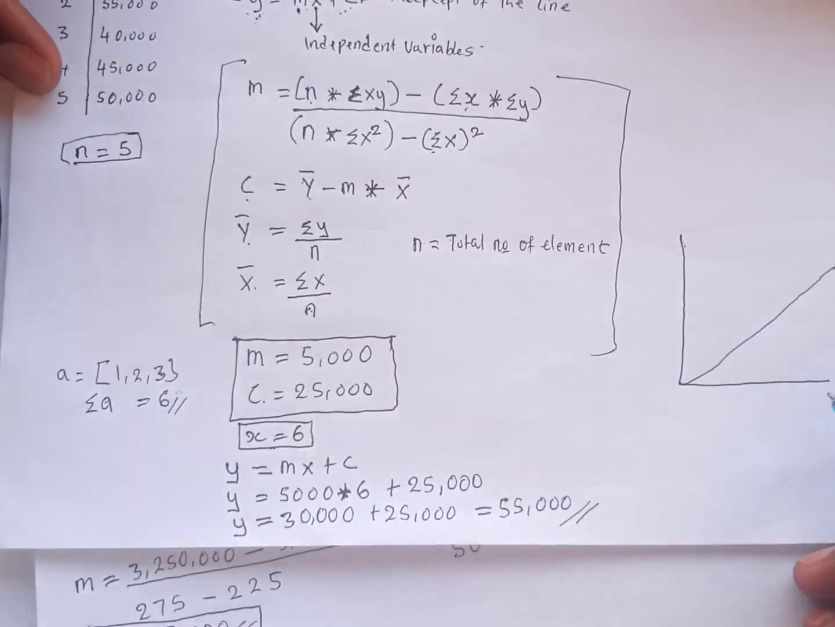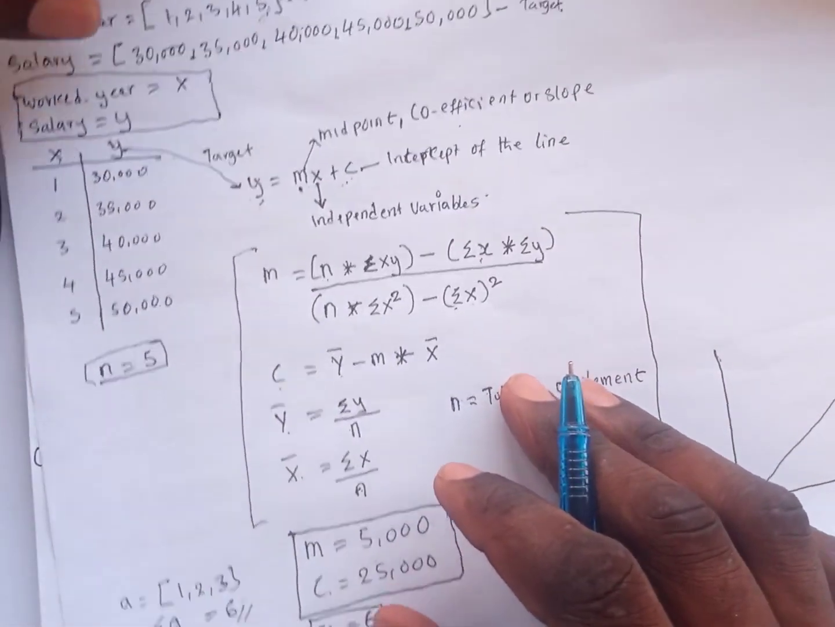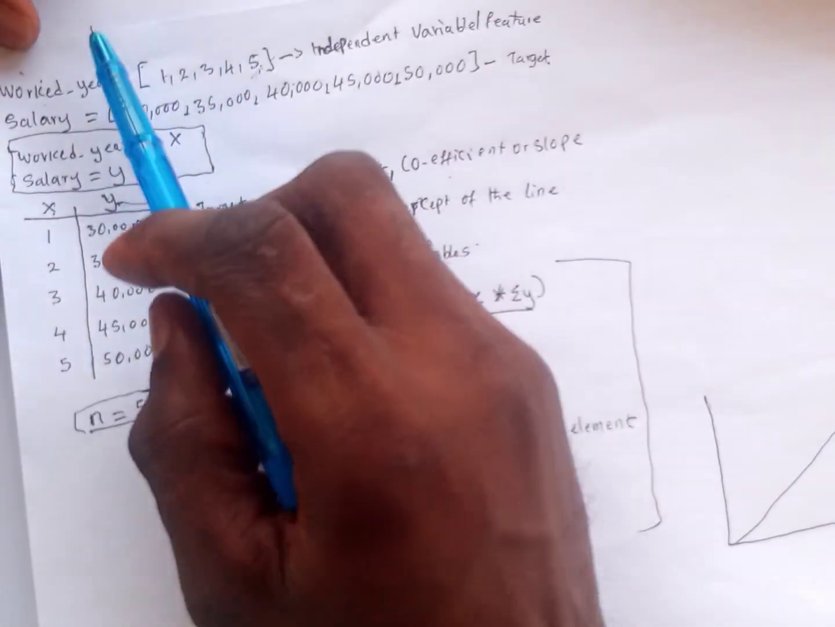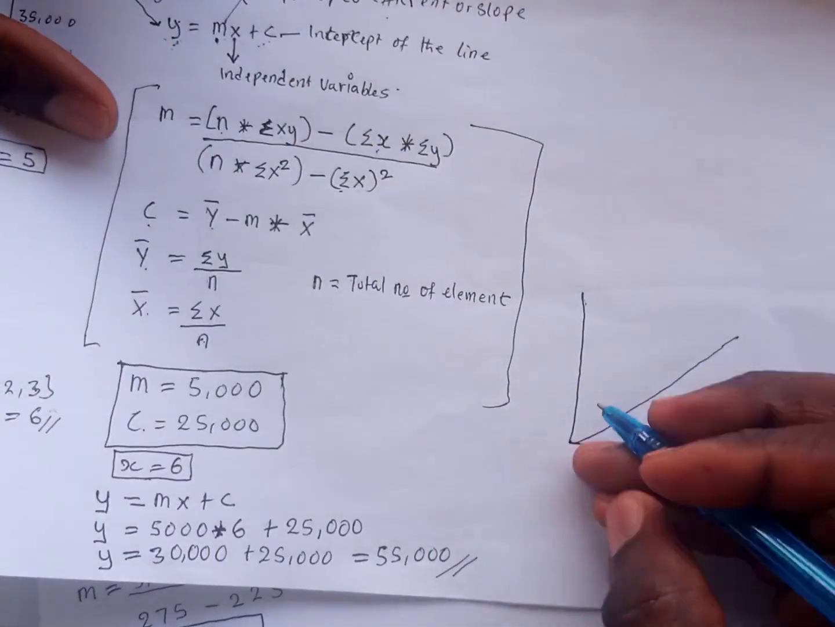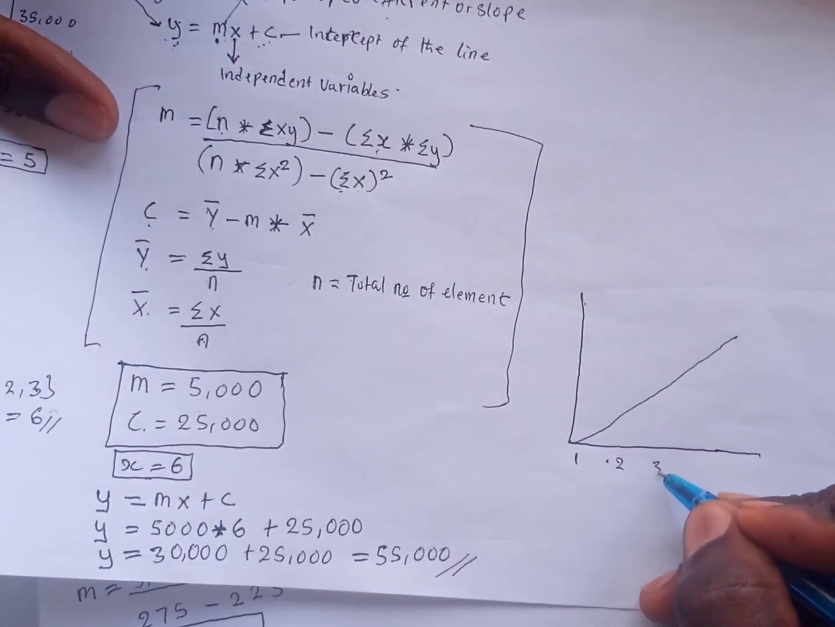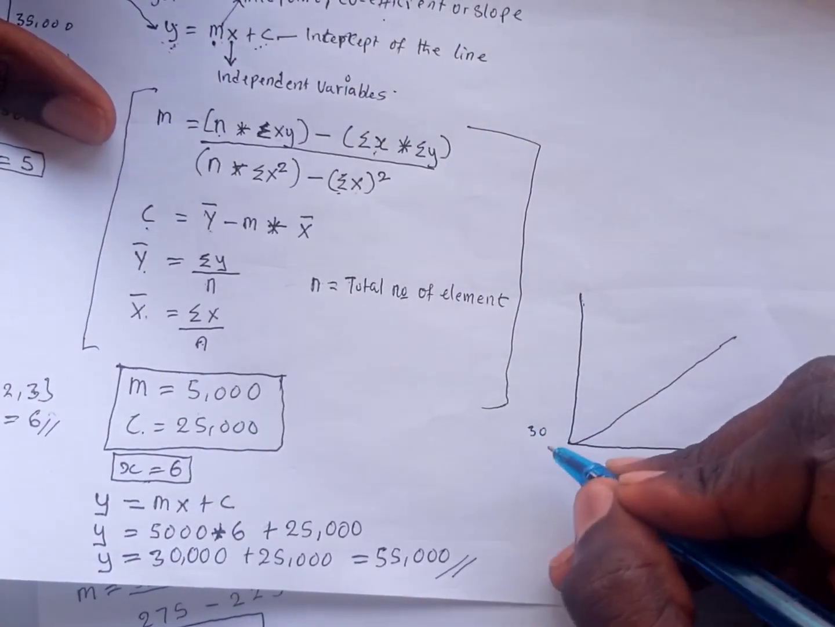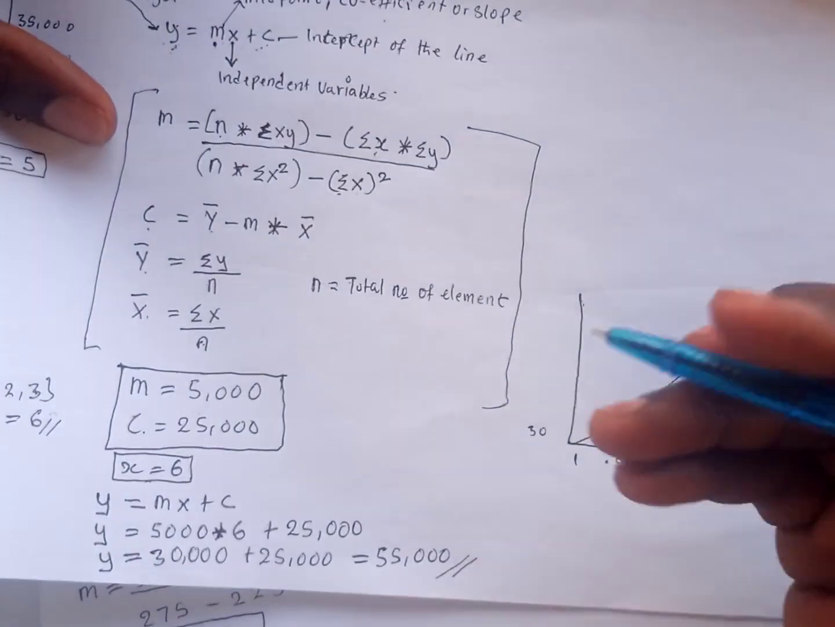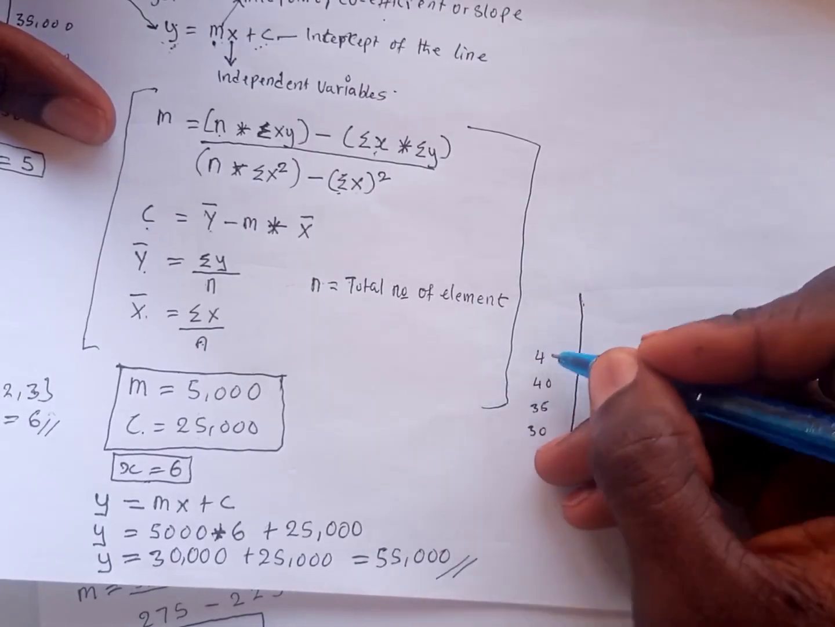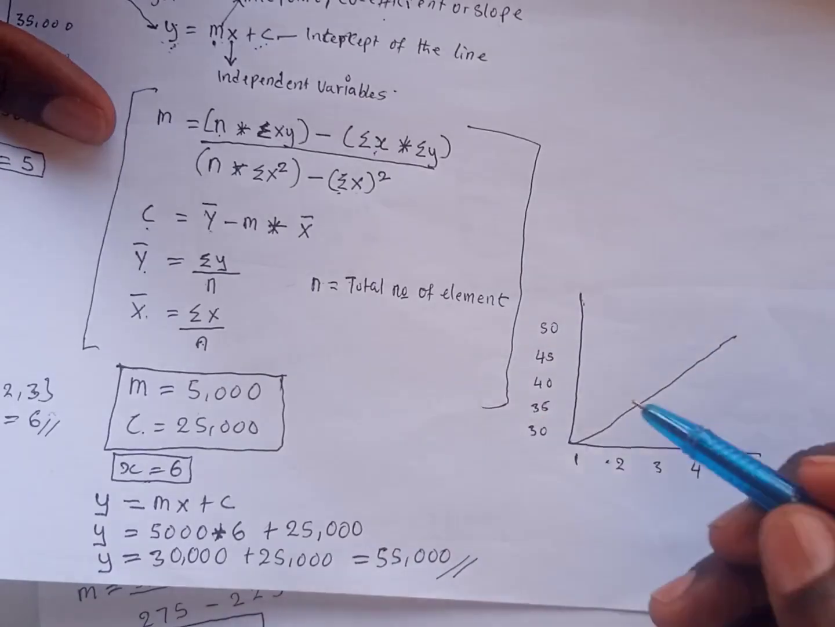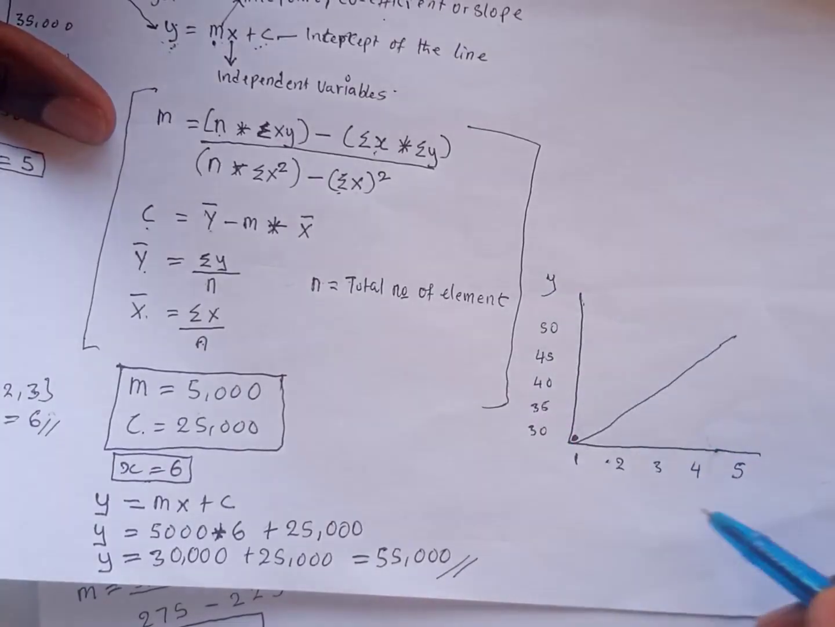When we look at our worked year and the salary that we have here, let's assume our worked year is the X, so it goes down here 1, 2, 3, 4, 5, and the salary, let's assume, is 30,000, so we're just going to make it 30. Then 35, 40, 45, and here is 50. Remember that this is the y axis and this is the x axis.